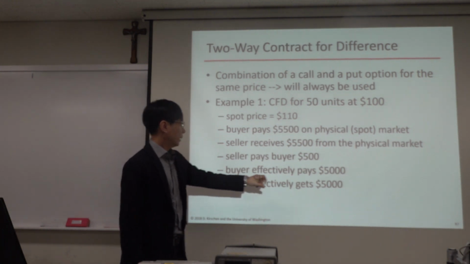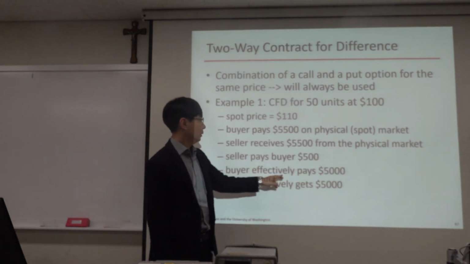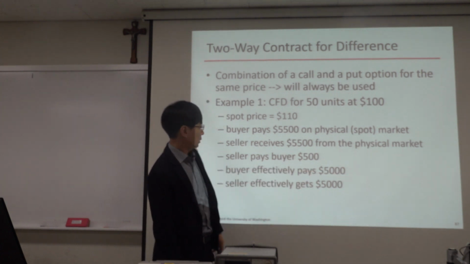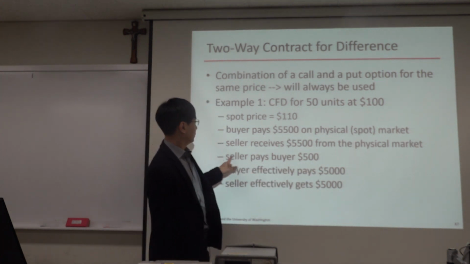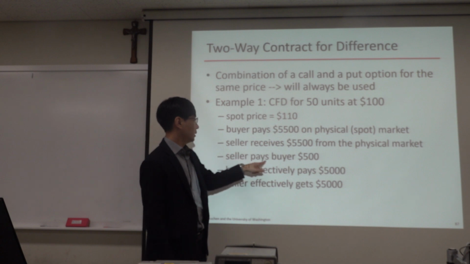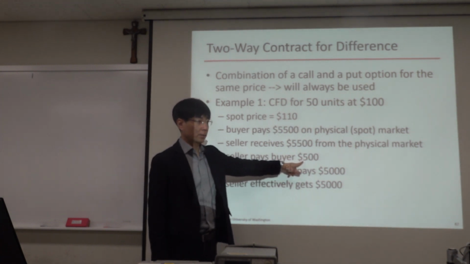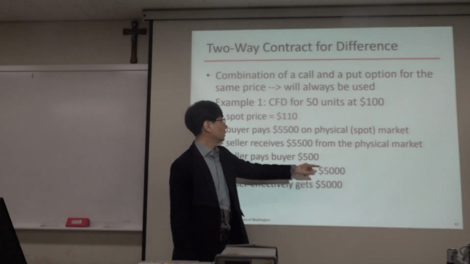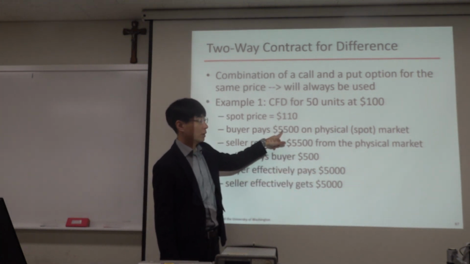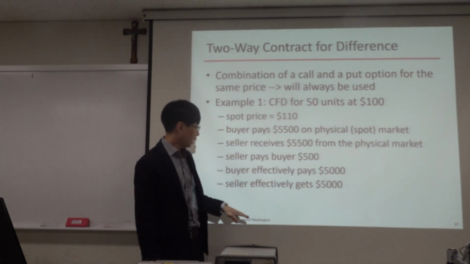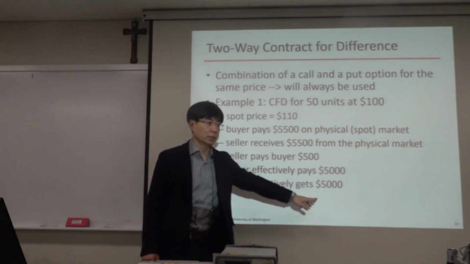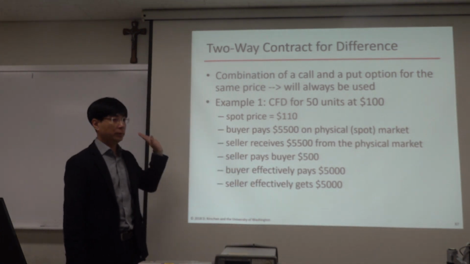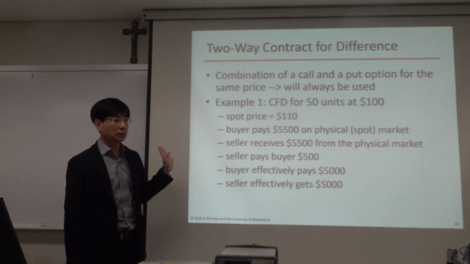Sorry, yes, this is correct. The seller pays the buyer 500. So effectively, the buyer pays 5,000, not 5,500, and the seller effectively gets this much. This is the same as the previous one-way contract for difference.